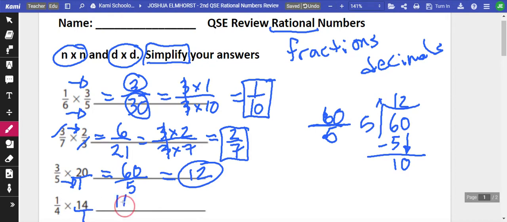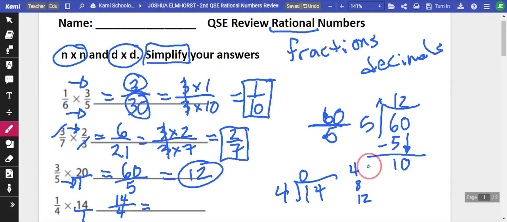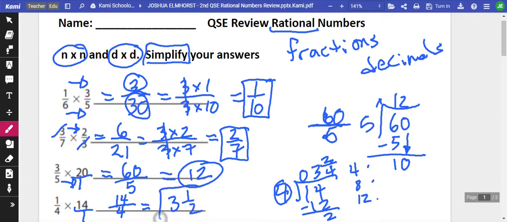So 1 times 14 is 14, and 4 times 1 is 4. So we have 14 divided by 4, and 4 goes into 1 0 times. 4 goes into 14. So 4, 8, 12. So that's going to be 1, 2, 3 times. 3 times 4 is 12. Your remainder of 2, the 2 goes over 4, and that simplifies to 3 and 1/2.